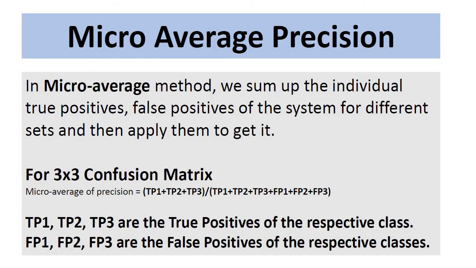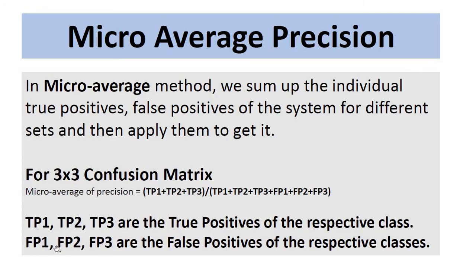See, in micro average precision, we simply sum up the individual true positive, false positive of the system for different sets and then apply them to get it. I'll show the formula. For a 3 by 3 matrix, if you take each class A, class B and class C, micro average precision will be the true positive of class A, TP1, plus TP2 plus TP3 for class B and C, and then divide by the true positive and the false positive of each class.